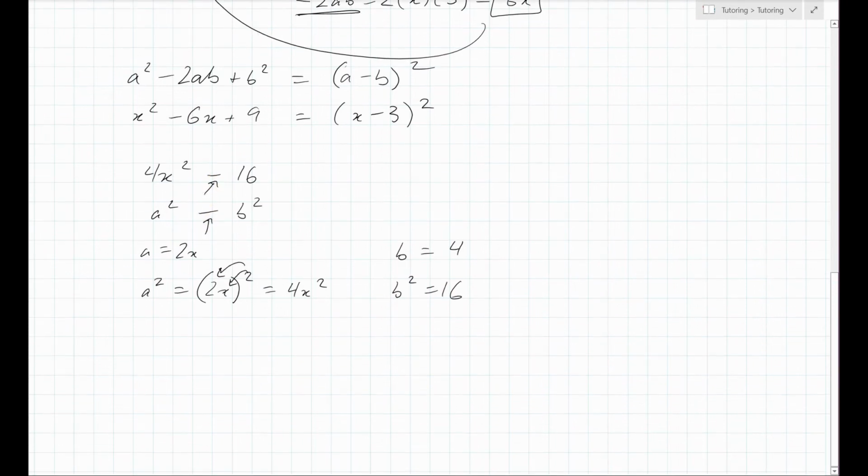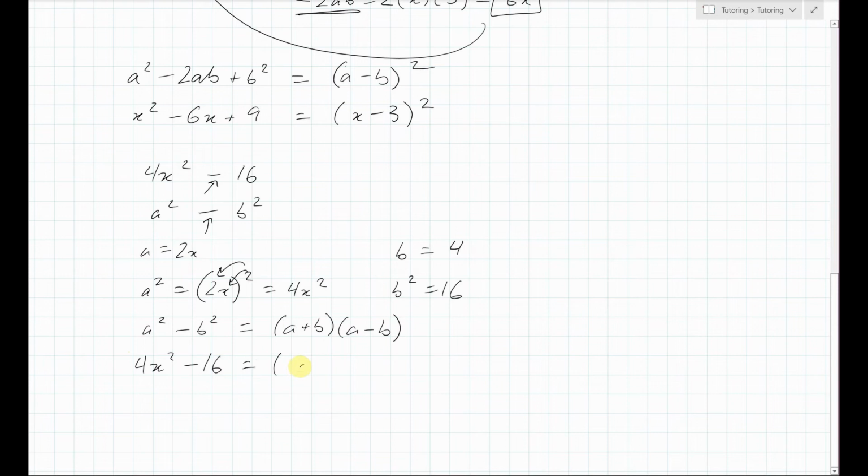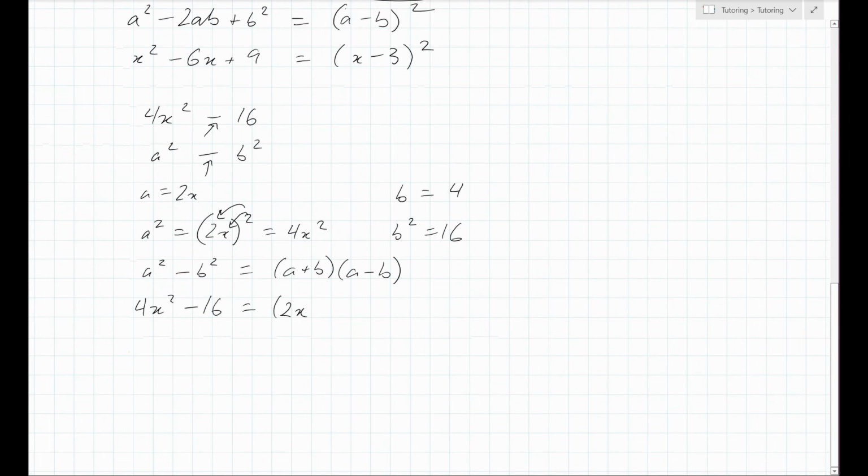So we know that a squared minus b squared equals (a plus b) times (a minus b). So similarly, 4x squared minus 16 is going to equal, our a is 2x, and our b is 4, and in the first one we add, and in the second one we do a minus. So (2x plus 4) times (2x minus 4). That would be equivalent to 4x squared minus 16.